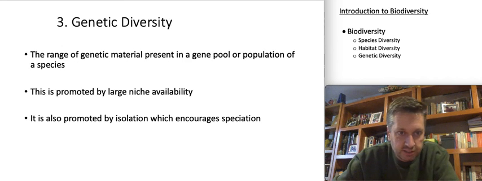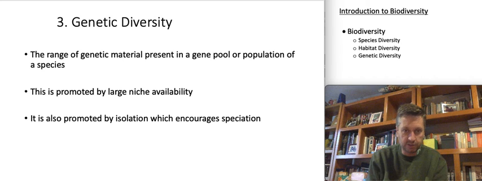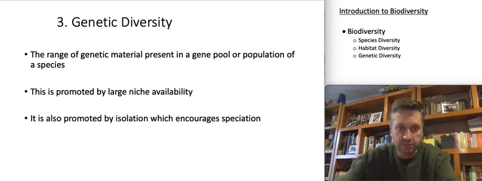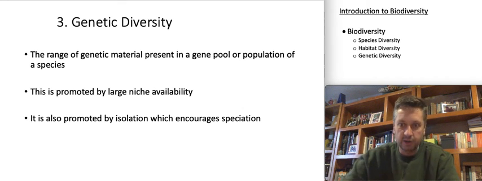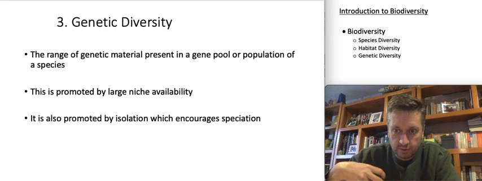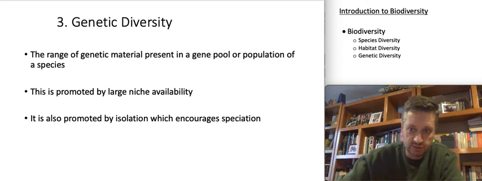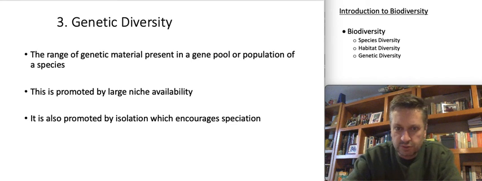And then number 3, genetic diversity is the range of genetic material or genes present in a population, species, or a specific gene pool. Genetic diversity is promoted by having a large number of niches available, but it's also promoted by having isolated habitats. If you have isolation, then you encourage speciation by evolution. So those are the 2 ways I would say that genetic diversity is promoted.